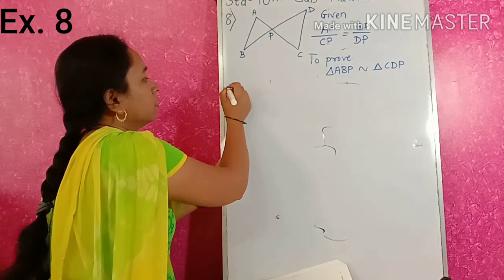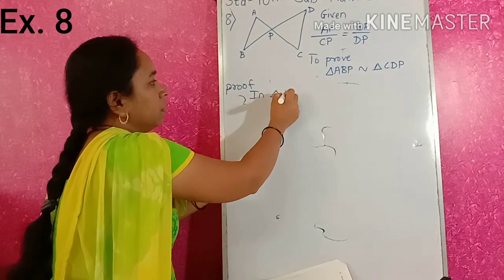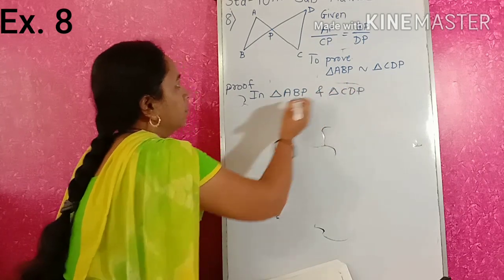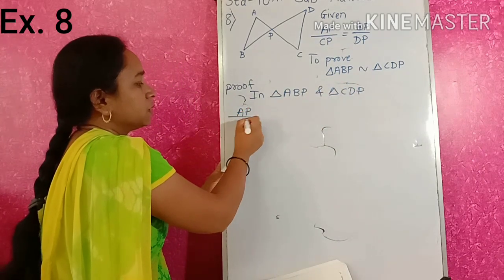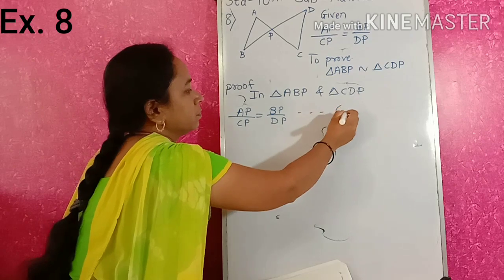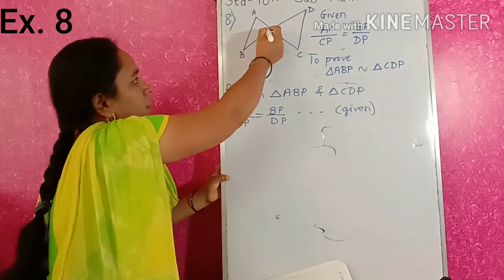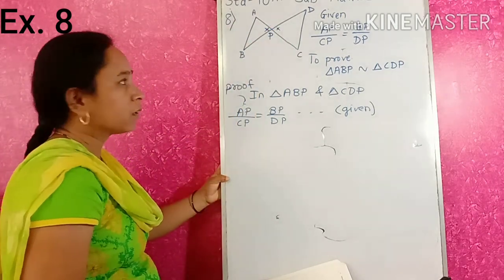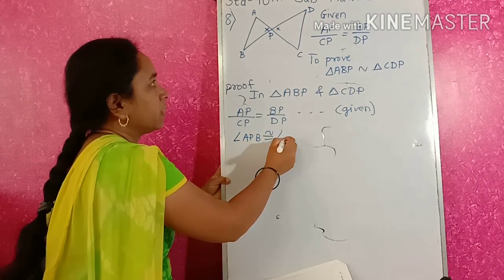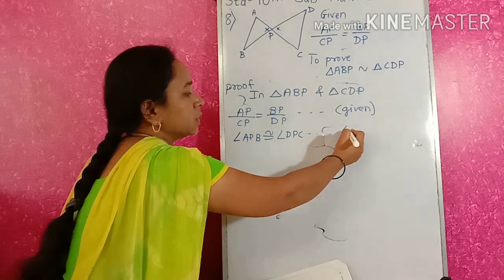8th example. Proof: in triangle ABP and triangle CDP, AP upon CP is equal to BP upon DP. It is given. Next, here these two angles would be congruent. That means angle APB is congruent with angle DPC. So here, what is the result? Vertically opposite angles.